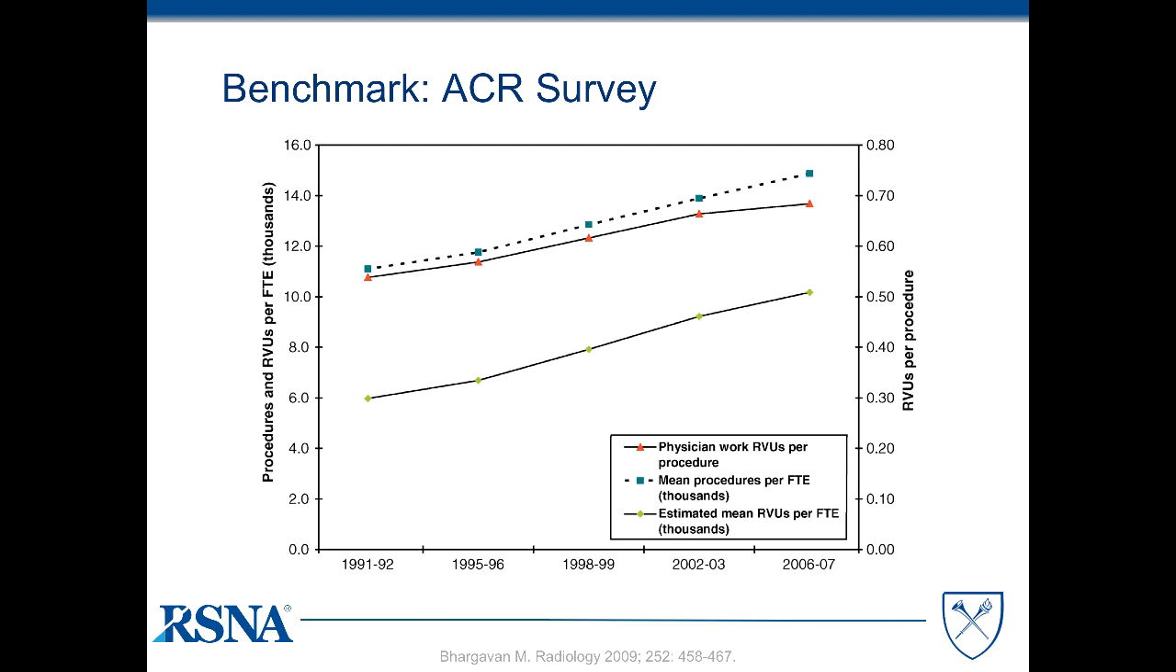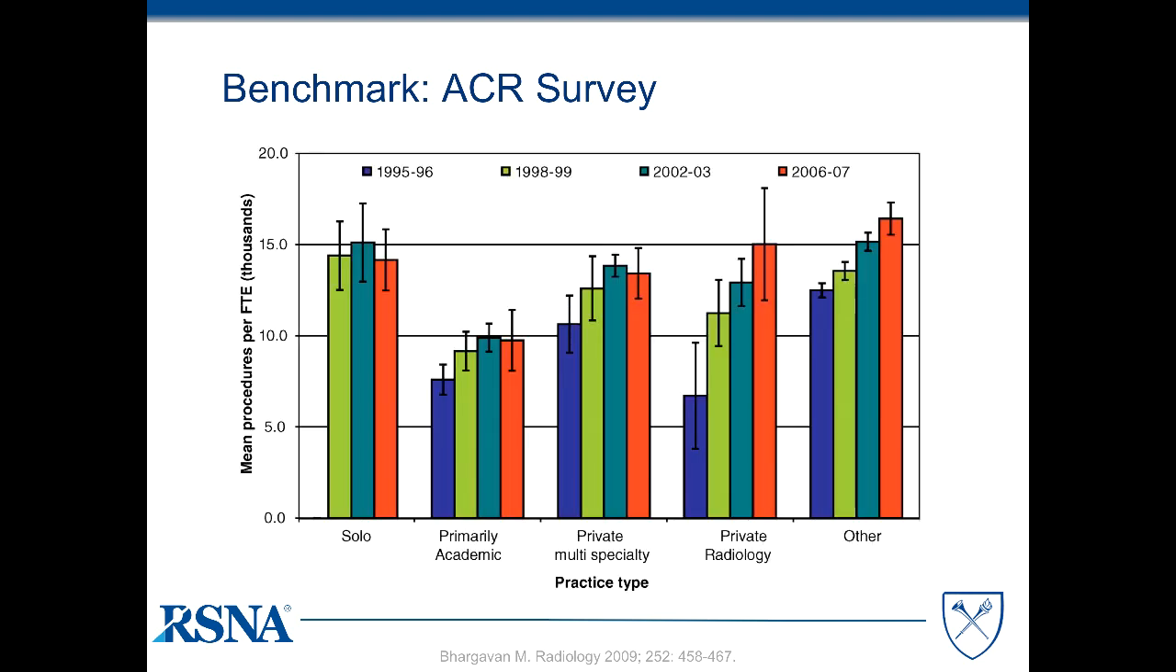One interesting piece of her work is that she compared the 2006 to 2007 survey data with earlier surveys performed by the ACR. And you see the results here. Exams and RVUs were steadily increasing over time. Radiologists were overall getting busier and busier. And that trend held true for essentially all practice types: solo, academic, multi-specialty, and private groups. To my knowledge, nobody has published similar data since, but I think most radiologists think that things have only increased since that time, and quite a bit.